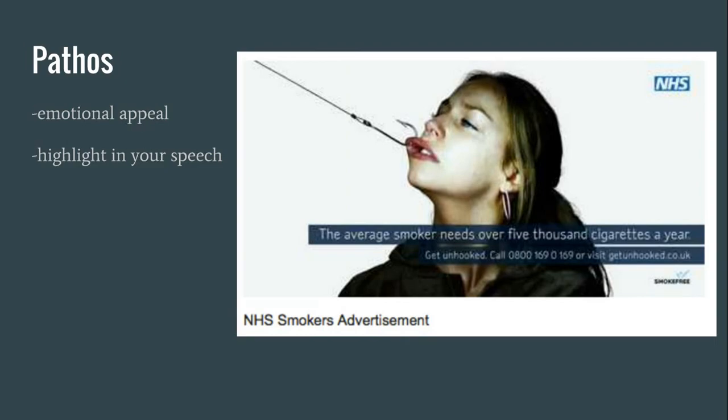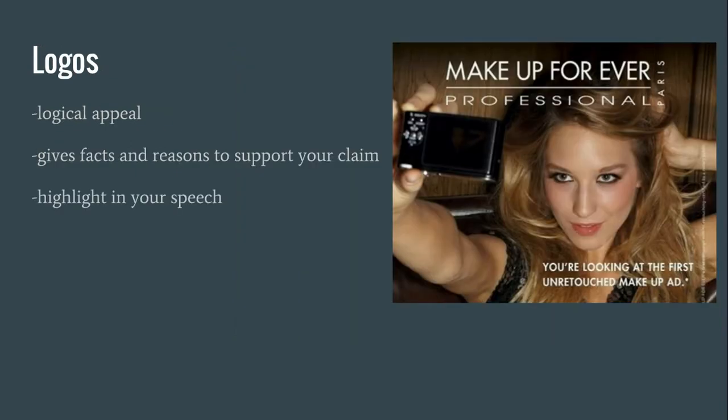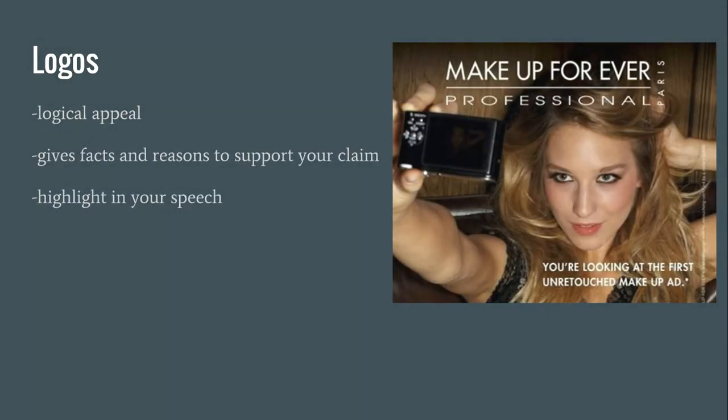Okay, next one is pathos. It's the emotional appeal. So go ahead and highlight in your speech anytime that the speaker uses pathos. Okay, next one is logos. It's logical facts. They use facts and reasons to support their claims. So go through and see if you can find any facts or reasons that they use to support their claim and highlight and label those in your speech.